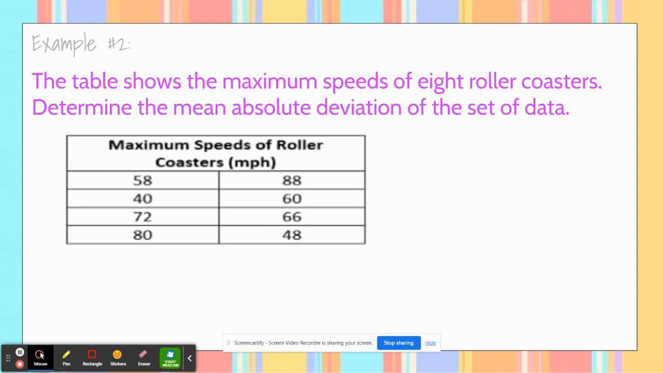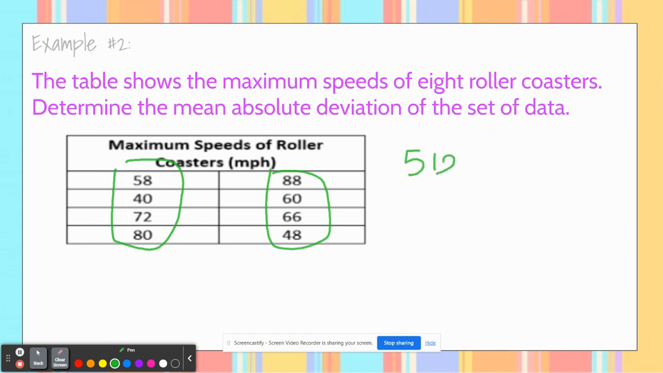Okay, let's try the next one. The table shows the maximum speeds of 8 roller coasters. Determine the mean absolute deviation of the set of data. So we're going to go back to step 1. Step 1 was find the total of all of our numbers in our data set. So we're going to take 58 plus 40 plus 72 plus 80 plus 88 plus 60 plus 66 plus 48. And that gives us a total of 512.